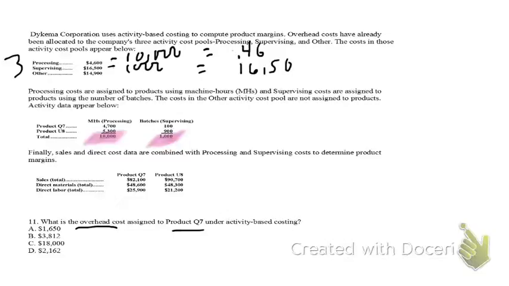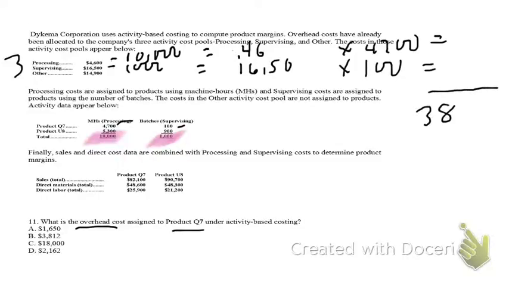Where is my machine hours? There it is. 4,700 hours of machine hours. So I'm going to take that 46 cents times 4,700. Okay. And then I am going to take that 1650 times how many batches of supervising, which is 100, and multiply that times 100. Make both those calculations, add them up. And when I do that, I will get $3,812. So my answer is B, 3,812.